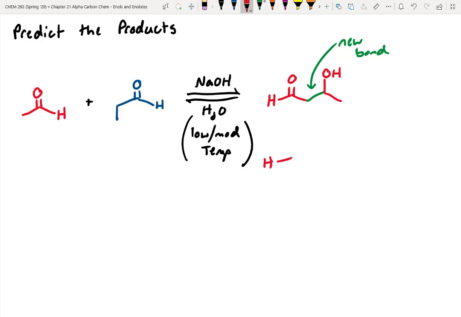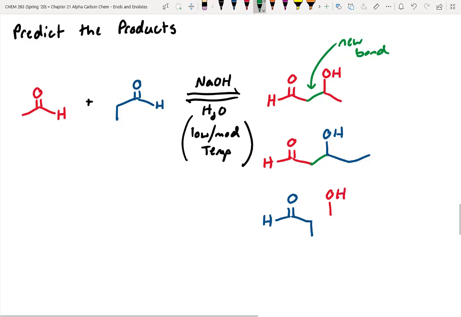Or we could have the red aldehyde act as a nucleophile and react with the blue aldehyde. And again, that would give us this product, which is going to be different than the product shown right above it. Or you could have the blue aldehyde act as the nucleophile and react with the red aldehyde, giving you, whoops, let me keep the colors the same, this beta hydroxyaldehyde. It looks like this. So really it's the same as above. We're just switching which aldehyde is acting as the nucleophile and which aldehyde's acting as the electrophile.